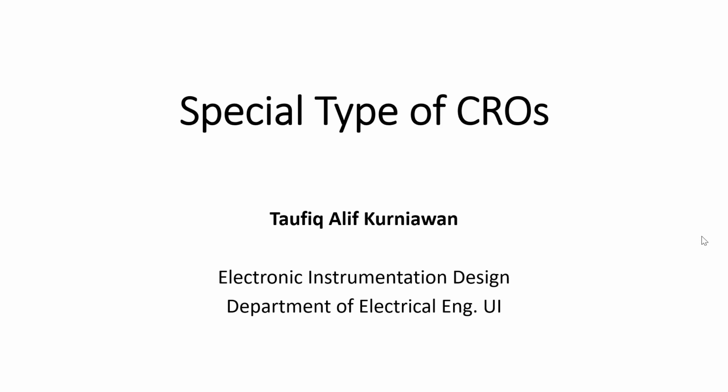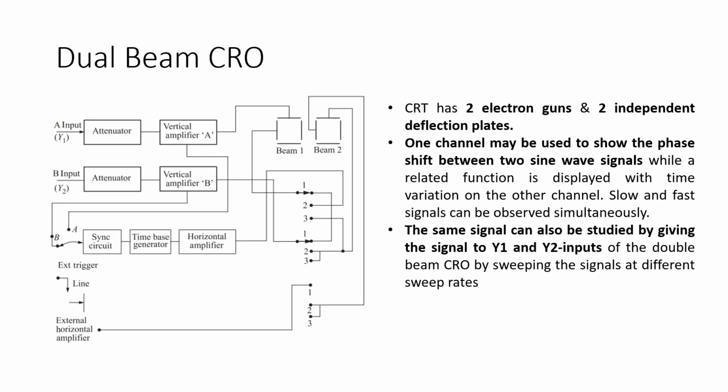Today I would like to discuss the special type of CRO, cathode ray oscilloscope. This material is the next chapter after we talked about the oscilloscope in chapter 4. So in this chapter, I would like to introduce you to many types of CRO. The first one is the dual beam CRO.